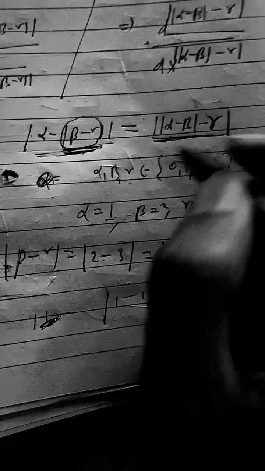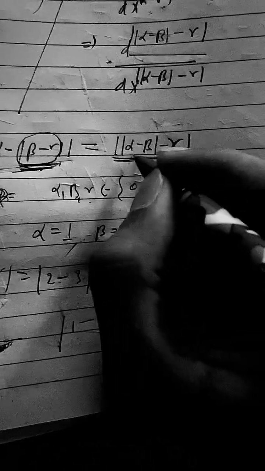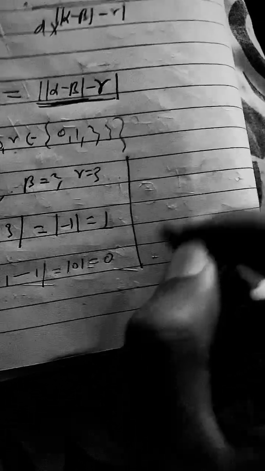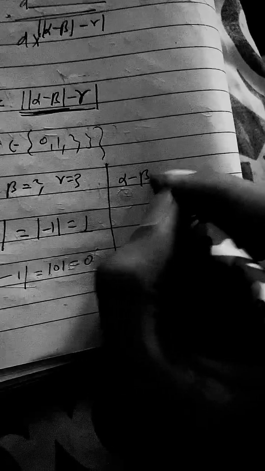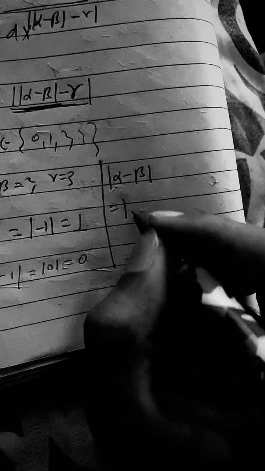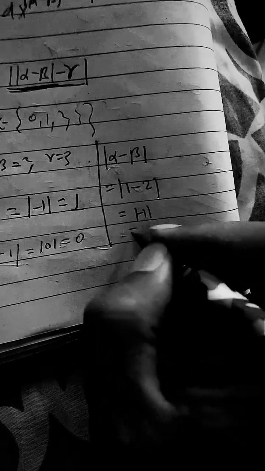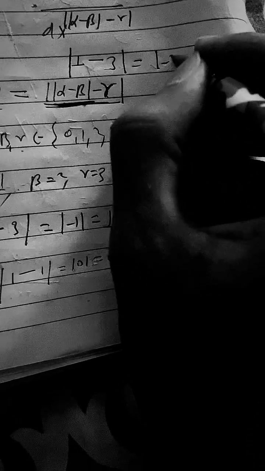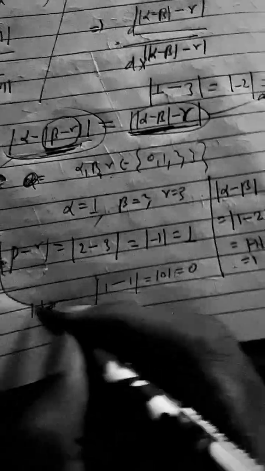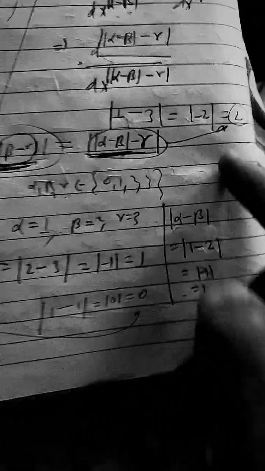Now how about this one? Well, let's do it. First we have to do alpha minus beta. Alpha is 1, beta is 2, so it will be minus 1, absolute value is 1. So you have to substitute 1 here, so we get the absolute value of 1 minus gamma, and gamma is 3, so 1 minus 3 is minus 2, we got 2. So for this we got 2, and for this we got 0. So they are not equal.